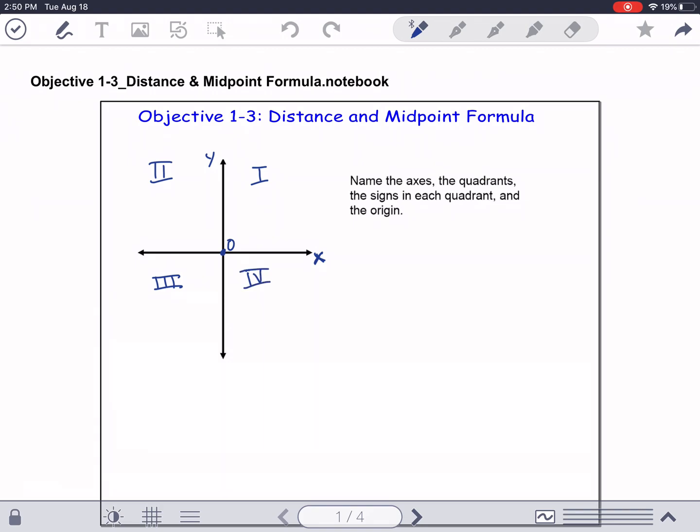The signs. In the first quadrant, my x is positive and my y is positive. In the second one, my x is negative, my y stays positive. In the third one, x is negative, y is negative. And the fourth one, x is going to be positive while the y is going to be negative. Now that should have been some Math 8 review real quick there.